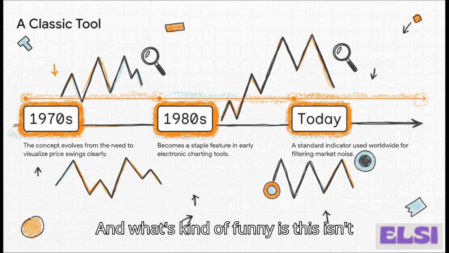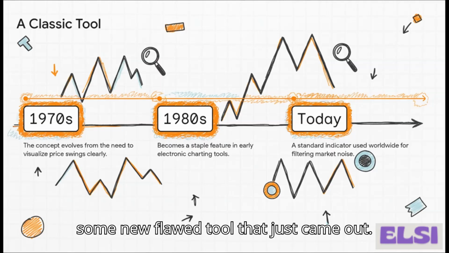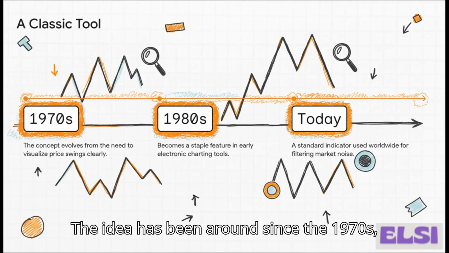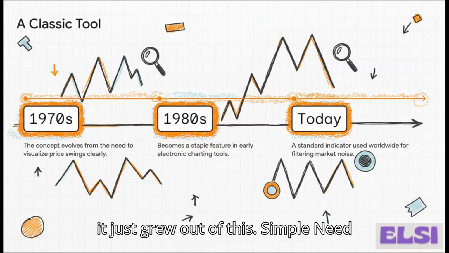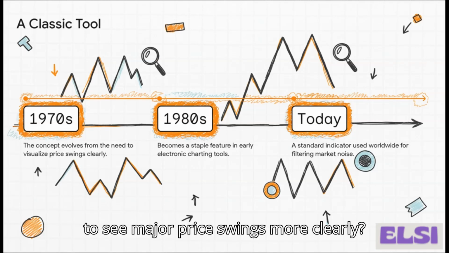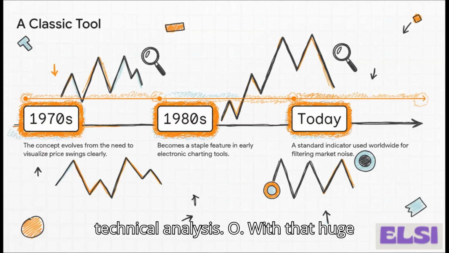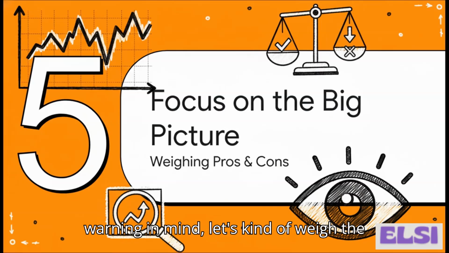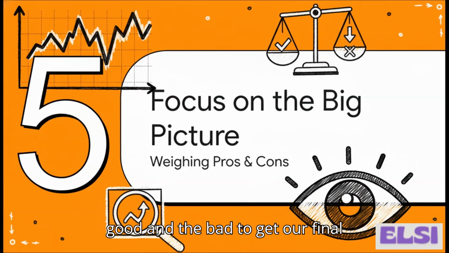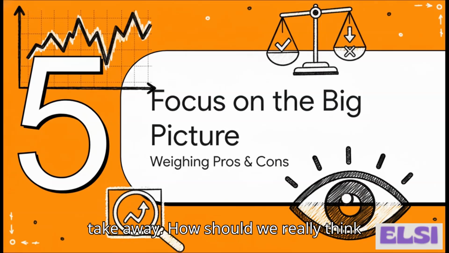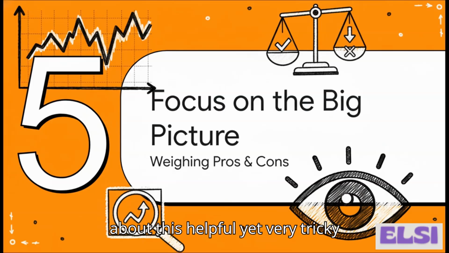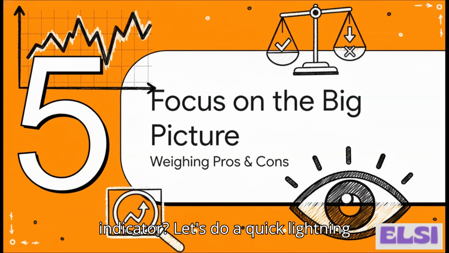And what's kind of funny is this isn't some new, flawed tool that just came out. The idea has been around since the 1970s. It just grew out of this simple need to see major price swings more clearly. It's a classic foundational concept in technical analysis. So with that huge warning in mind, let's weigh the good and the bad to get our final takeaway. How should we really think about this helpful yet very tricky indicator?